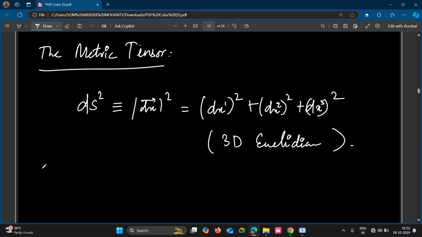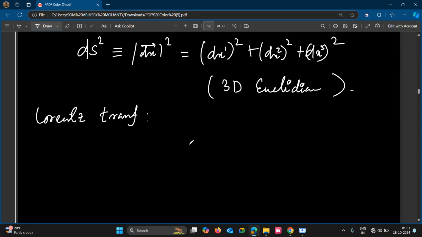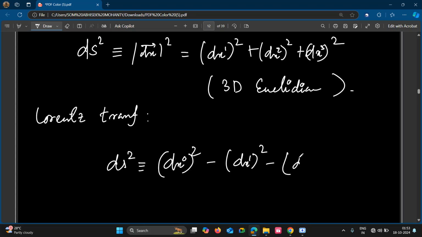So in Lorentz transformations, also called Poincare transformations, it becomes four coordinates. Four-dimensional Minkowski space-time is used. So ds square will be dx naught square minus dx1 square minus dx2 square minus dx3 square. Why it is minus, we'll also study.